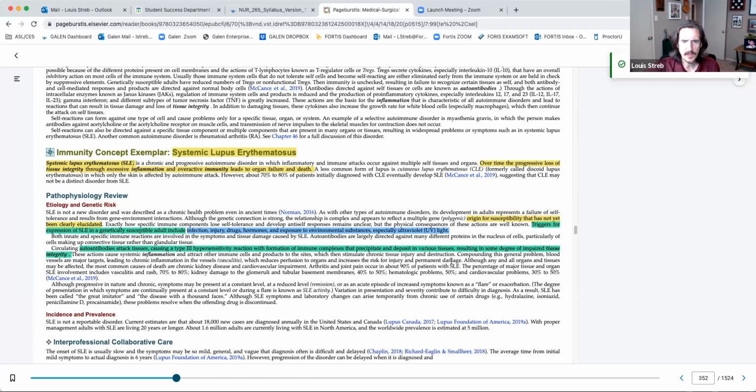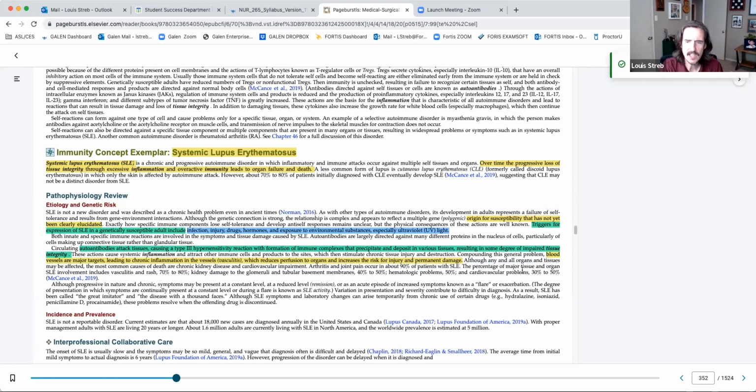You really got to get in the book and do the work. You have to start thinking about, in general, what's going on. It says, compounding this general problem, blood vessels are major targets, leading to chronic inflammation in the vessels, which reduces perfusion to organs and increases the risk for injury and permanent damage. That's what I want you to understand. What does lupus cause? It causes chronic inflammation in the vessels, right? Inflammation in the vessels, which reduces blood flow and perfusion to the tissue.